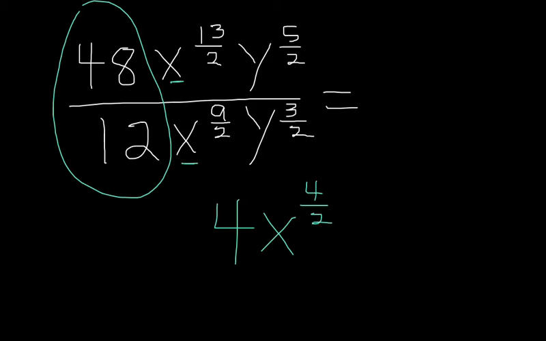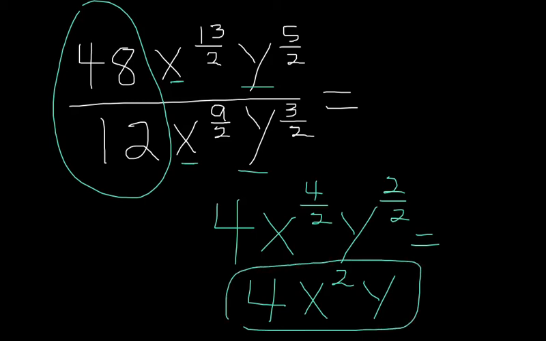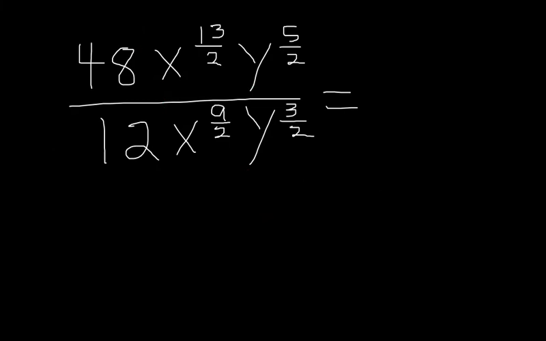Let's leave that for now. And then we have a common base of y here. So 5 halves minus 3 halves is 2 halves. And I'm going to finish simplifying that. That's simply going to be 4. 4 divided by 2 is 2, x squared. And y, 2 over 2 is 1, so we just leave it y to the 1st. We don't even have to write the 1. So our final answer here is 4x squared y.